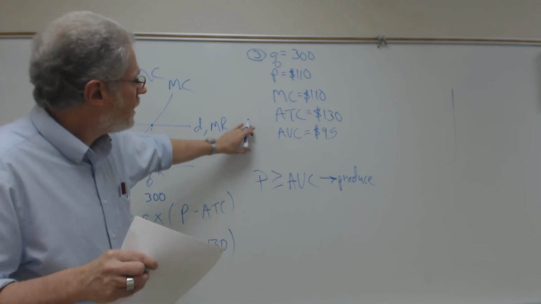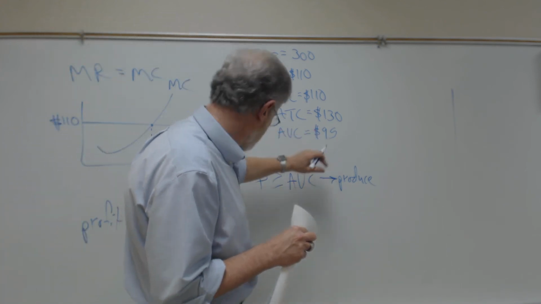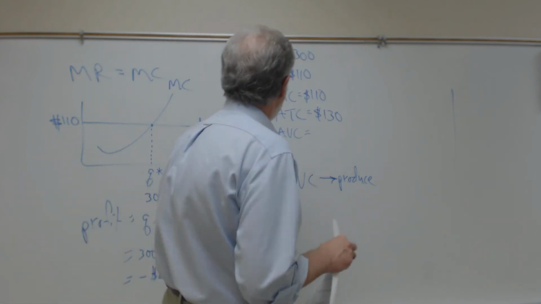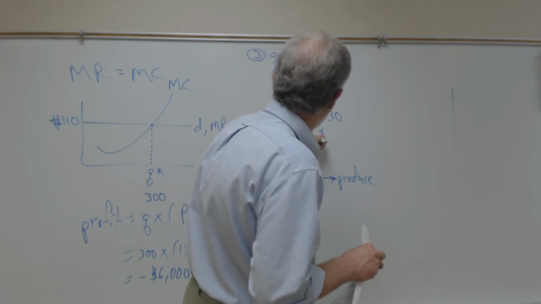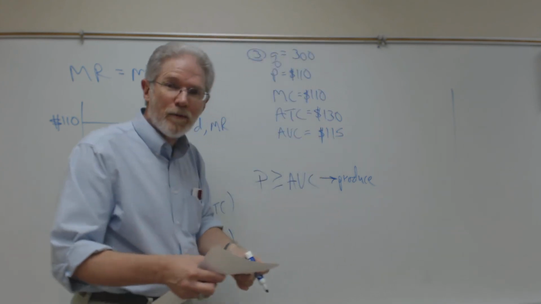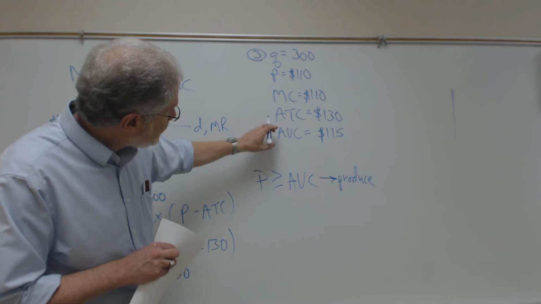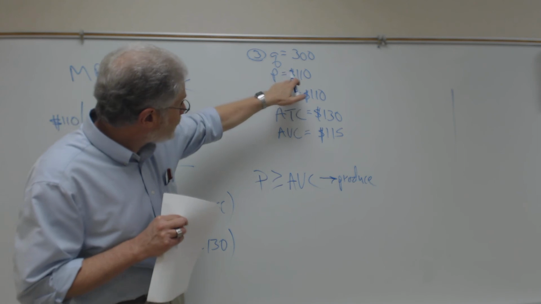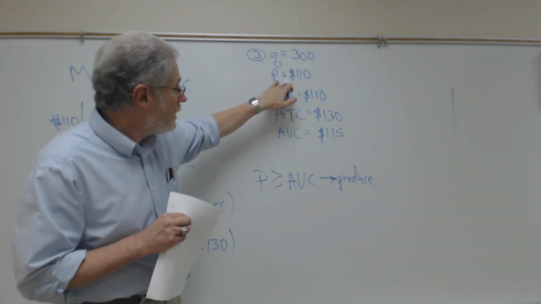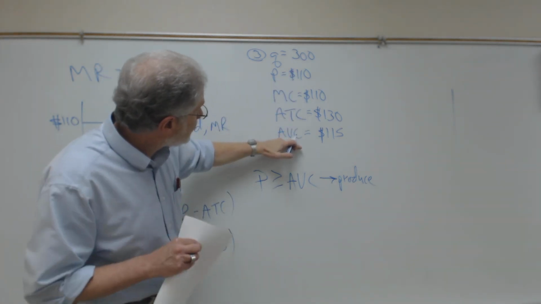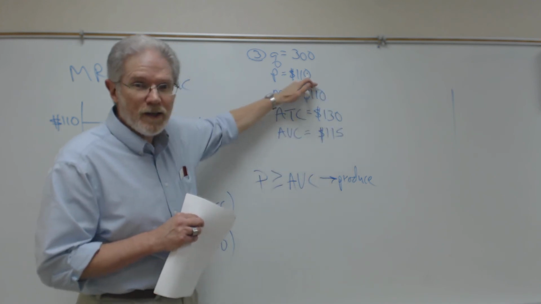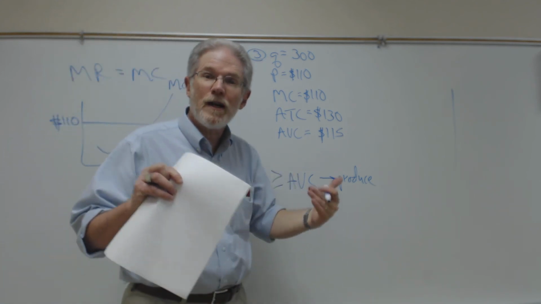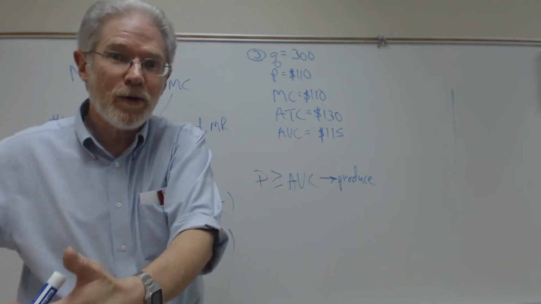Okay. Now, what if, change it a bit, what if his average variable cost had been 115? This is not part of the problem, but just consider it. If AVC had been 115, then he would say, well, if I produce, I'm going to get $110 per unit that I sell. The variable cost I incur is going to be greater than that, greater than 110. So if I produce, not only am I going to lose my fixed cost, I'm going to lose $5 of variable cost.